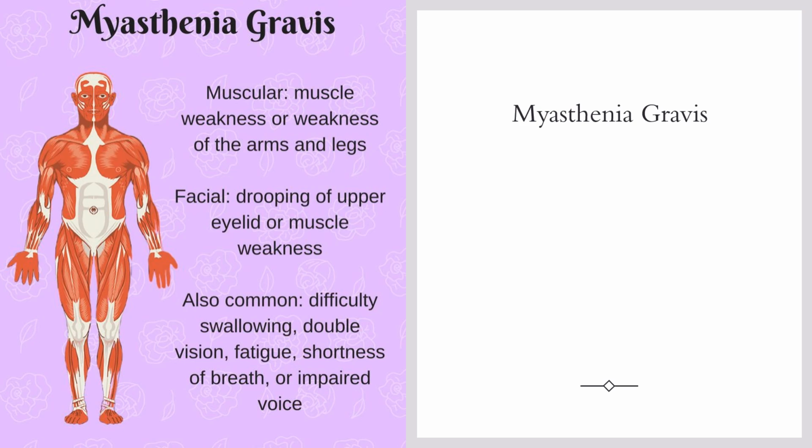Okay, myasthenia gravis. So this is another autoimmune disorder, so the body is attacking itself, and this is where they have lost the functioning of acetylcholine at the receptor site. The body is actually producing antibodies against acetylcholine. So that is what the issue is.